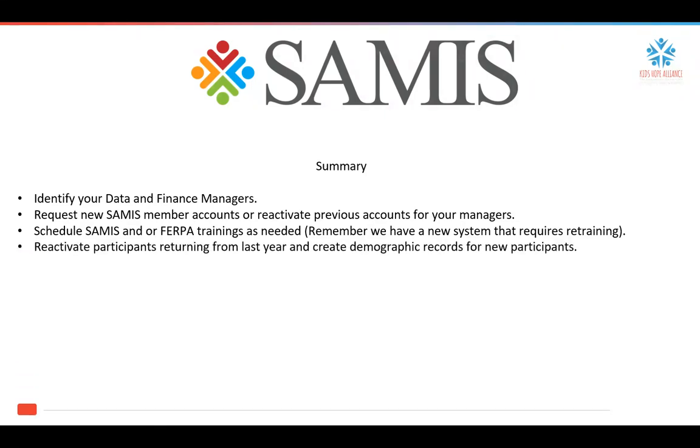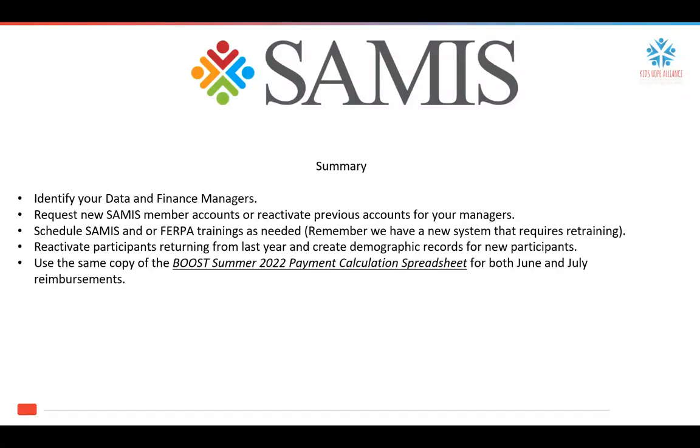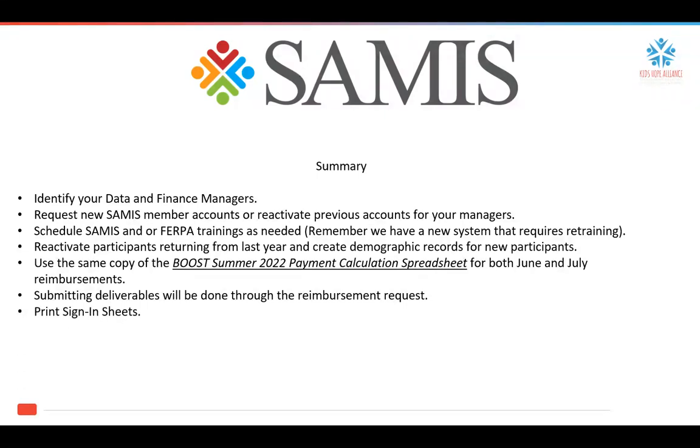Reactivate participants returning from last year and create demographic records for new participants. Use the same copy of the Boost Summer 2022 payment calculation spreadsheet for both June and July reimbursements. Make sure you submit deliverables on the reimbursement, not in the document repository. We'll cover it in training. Print your sign-in sheets before the first day of camp and have a plan to scan and complete those sign-in sheets and put those back into SAMUS.